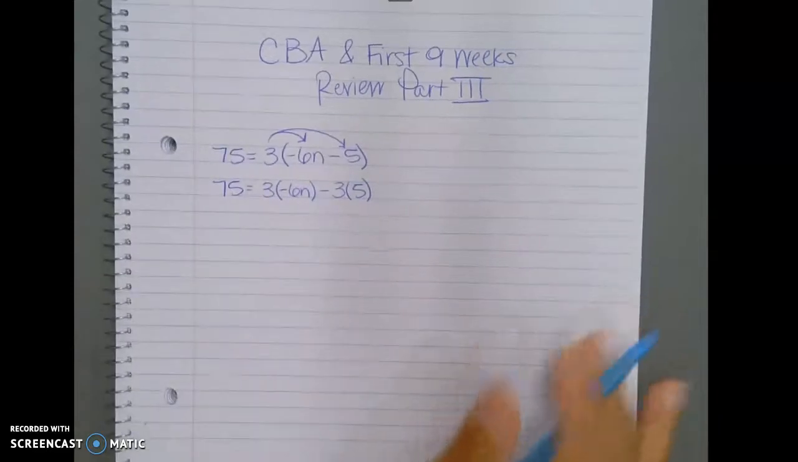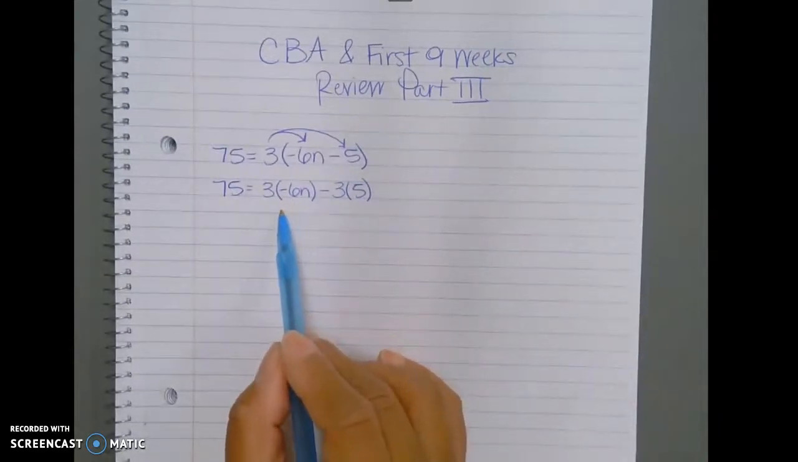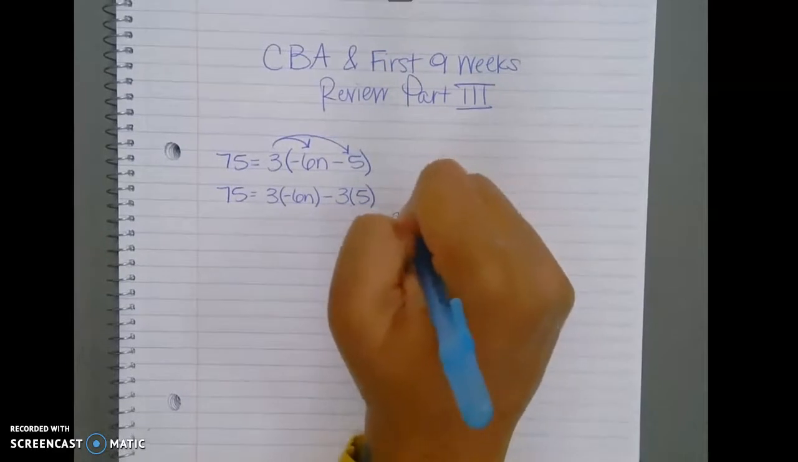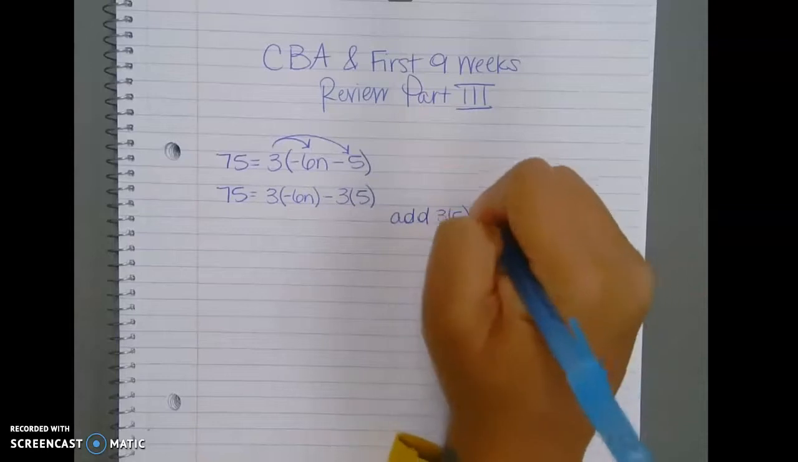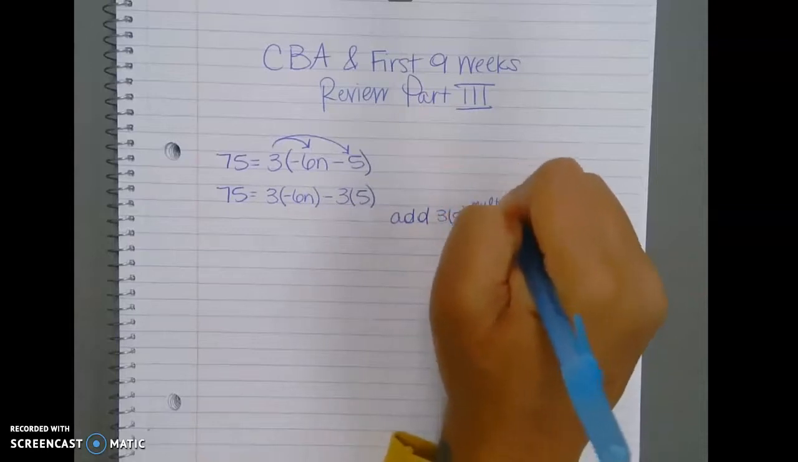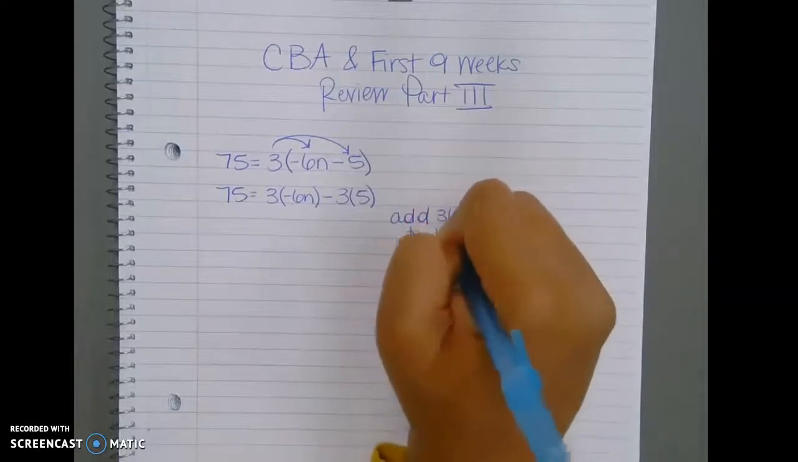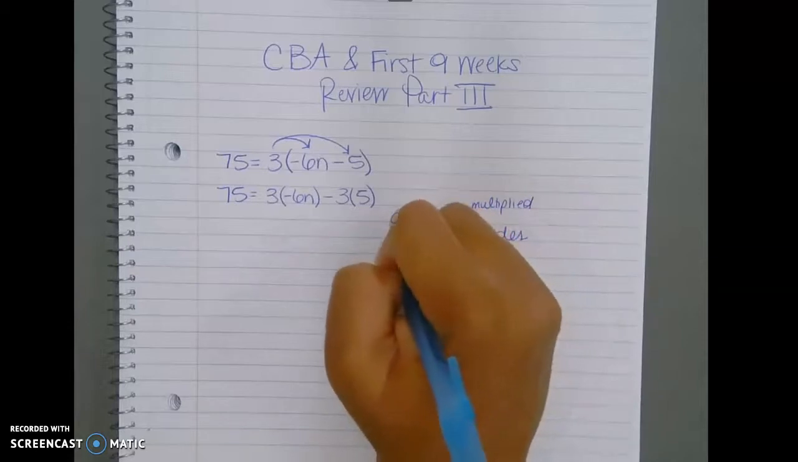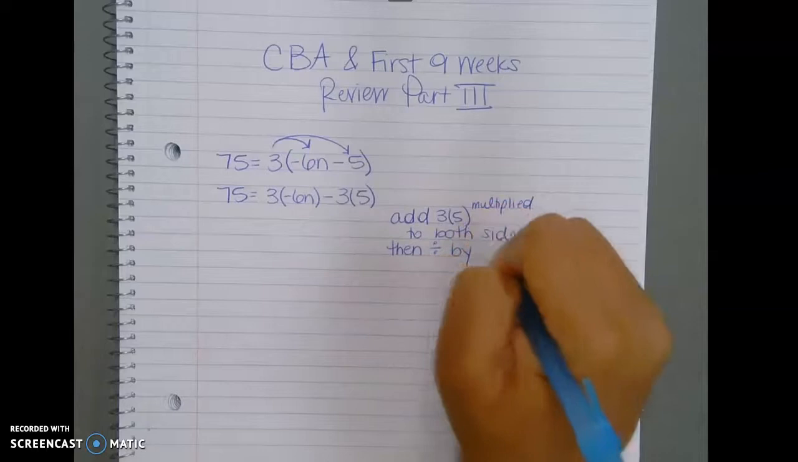And then once you multiply those, I would suggest that you add whatever this product is to both sides. So add 3 times 5, multiply though, don't actually write 3 times 5, to both sides, then divide by your coefficient of x.